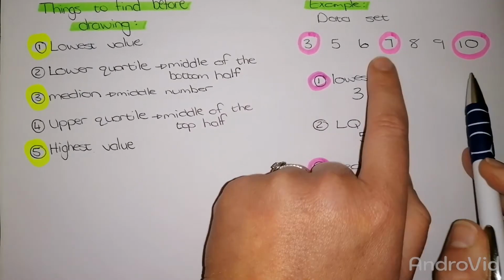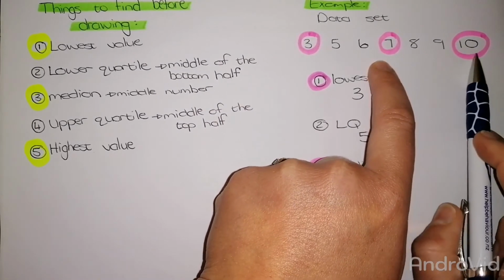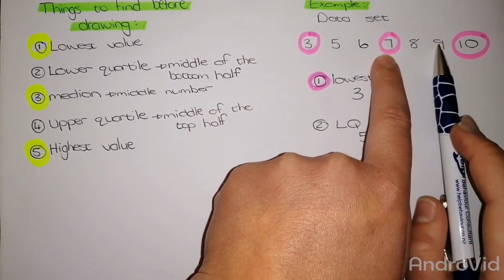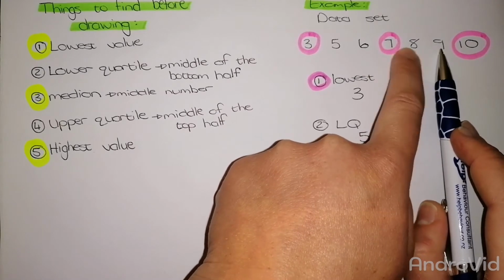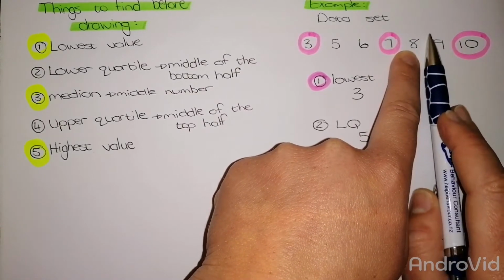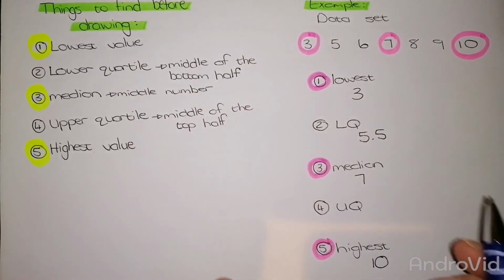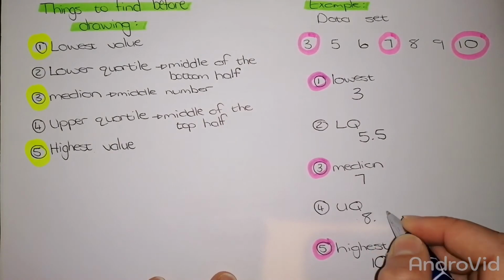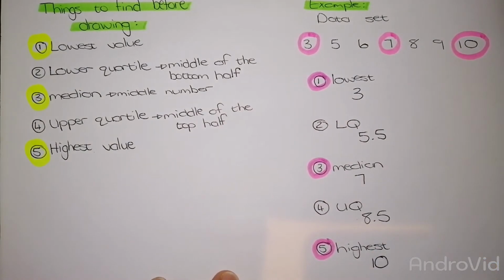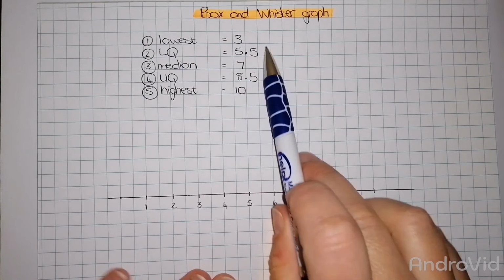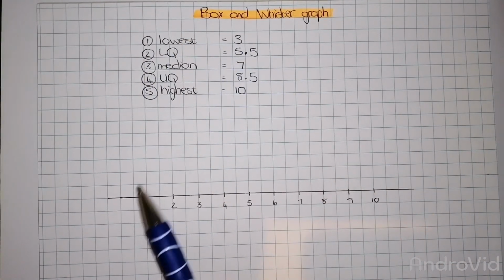Then we do the upper quartile, the same thing as we did with the lower quartile. Move 1 in from 10 and 1 in from 7. We need to find a value that's right in the middle of 8 and 9. And that is 8.5.